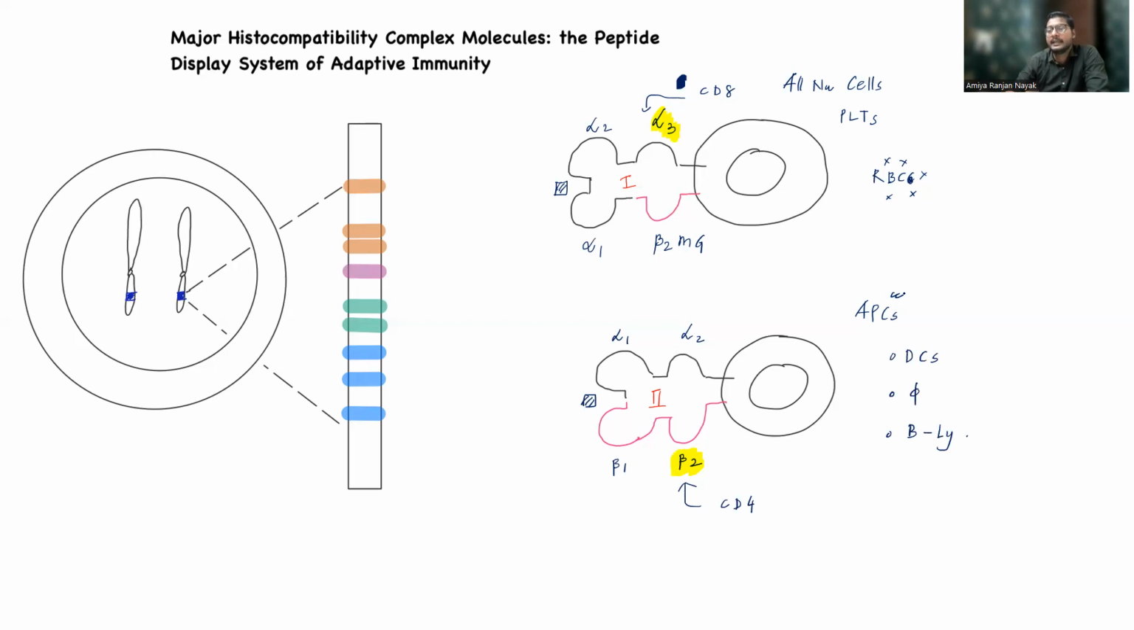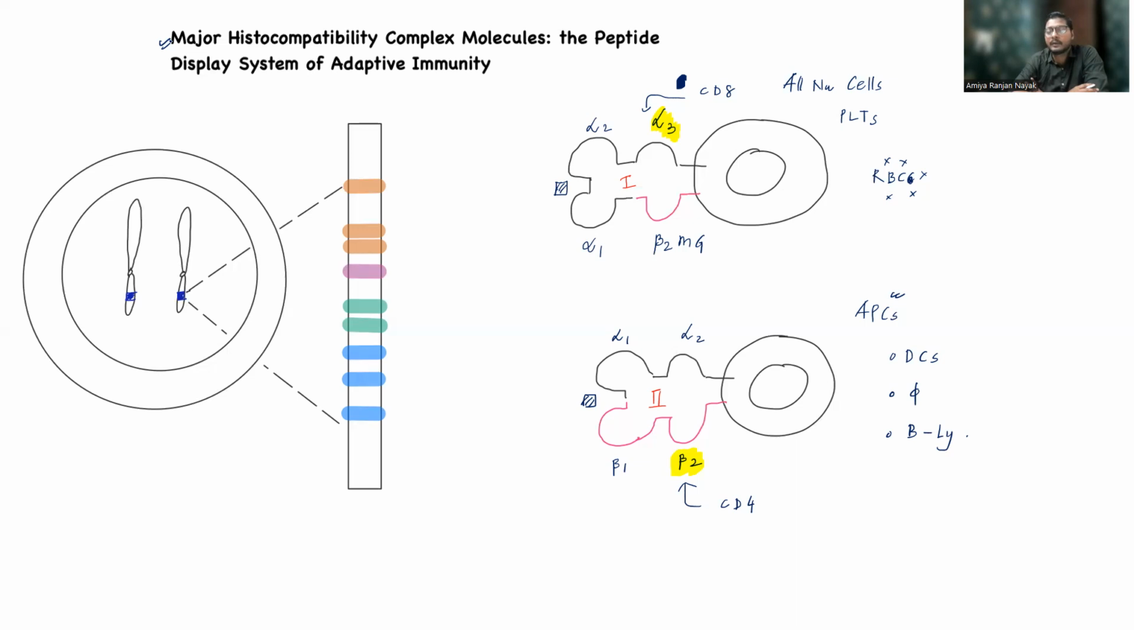So that is why MHC molecules are responsible for tissue rejection between two individuals. That is why the name major histocompatibility complex. In humans, initially they found these MHC molecules on the leukocytes. That is why they named them human leukocyte antigens, or HLA molecules.